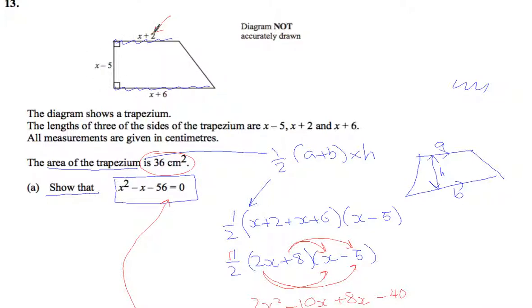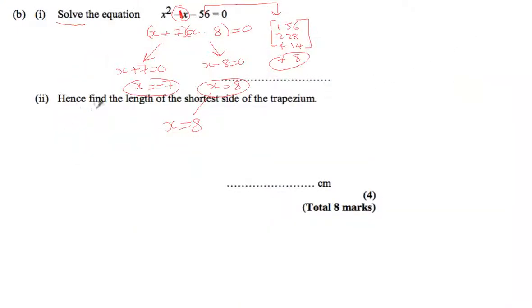If I put 8 in there, it will become 8 plus 2, so that length is 10 long. This one is 8 plus 6, so that length is 14 long. And this length is 8 minus 5, so that is 3 long. So the shortest length of my trapezium is this one, it's 3. So my answer to my question here, hence find the length of the shortest side, is 3 centimetres.